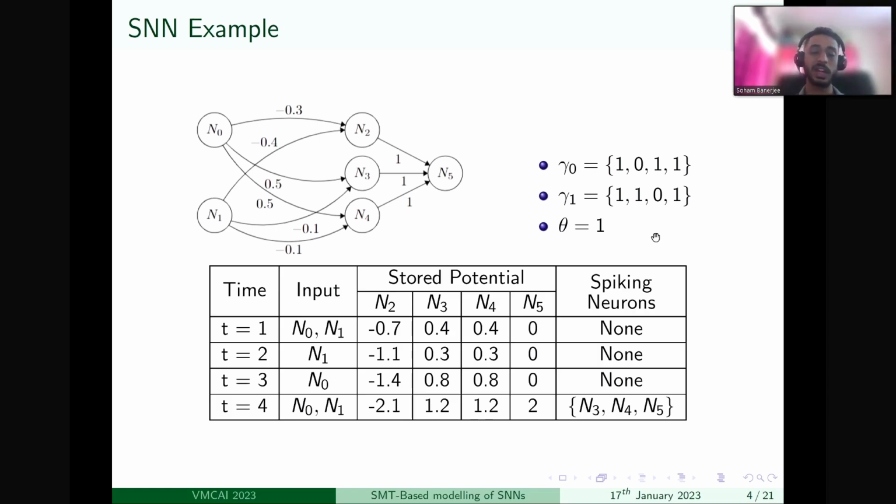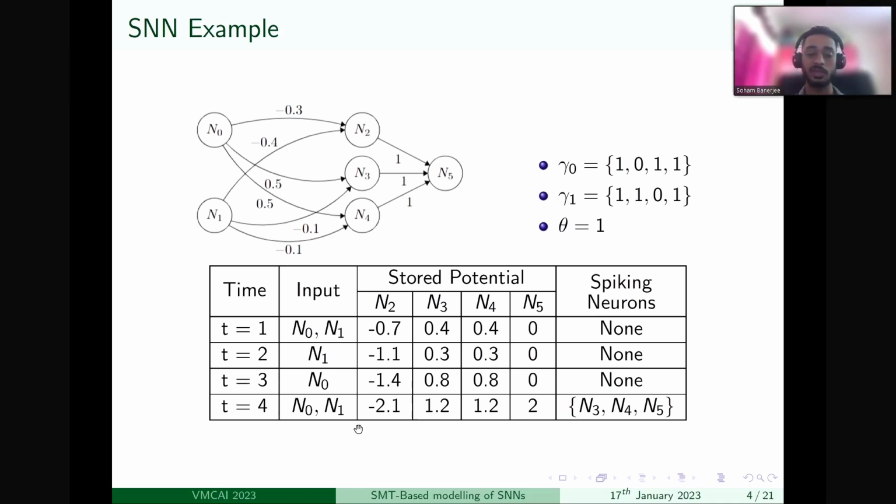Here, we can see that at time step t is equal to 1, both N0 and N1 give an input spike. So if you look at N3, upon receiving a spike from N0 and N1, it will start building the potential equal to 0.5 minus 0.1. Adding these together, the stored potential becomes 0.4. So since 0.4 is less than the threshold 1, N3 will not send out an output spike. This cycle continues for each time step.